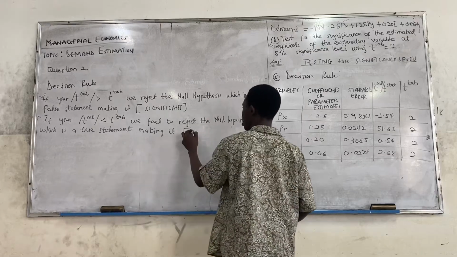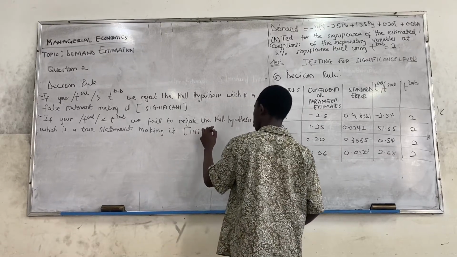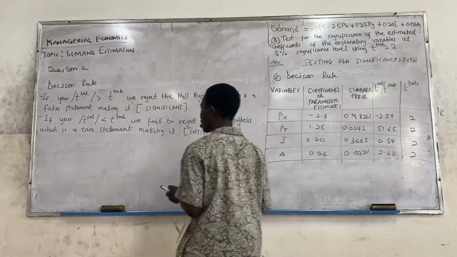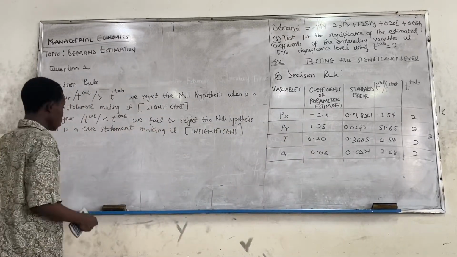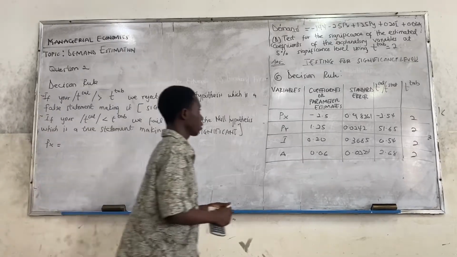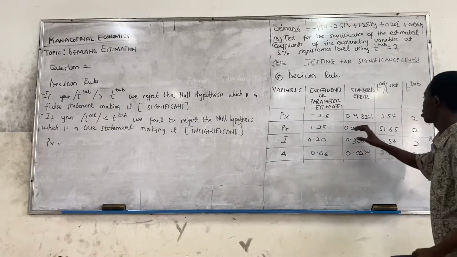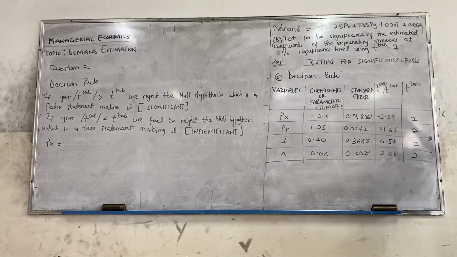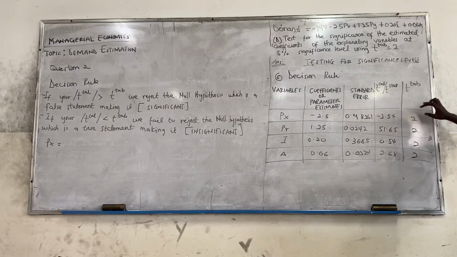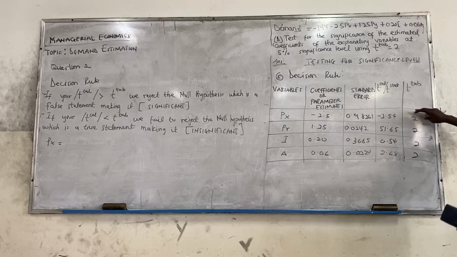Making it insignificant. So now let's test. For the first one, Px. You compare: you have the t-cal for Px. So if your t-cal is less than your theta, we reject the null hypothesis.